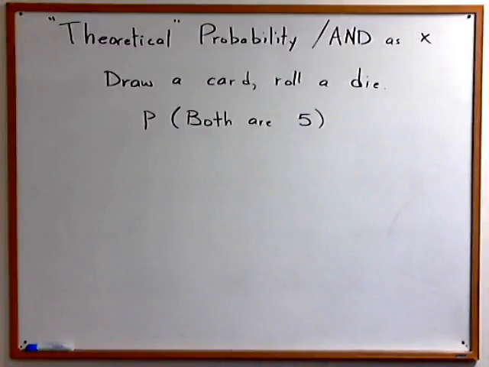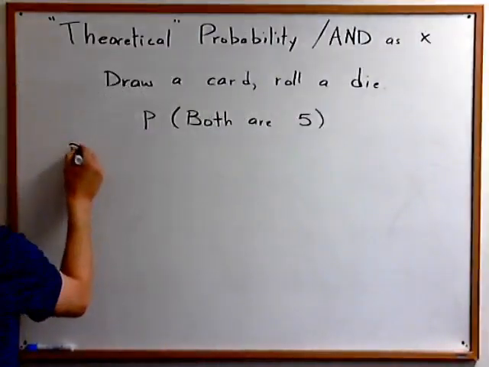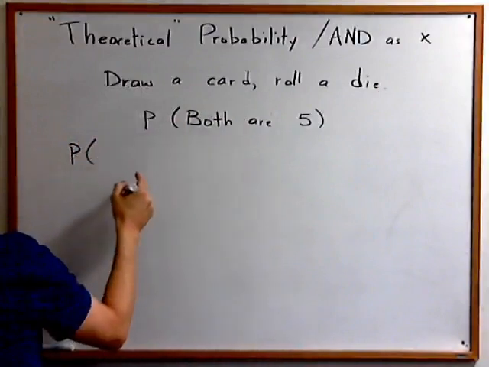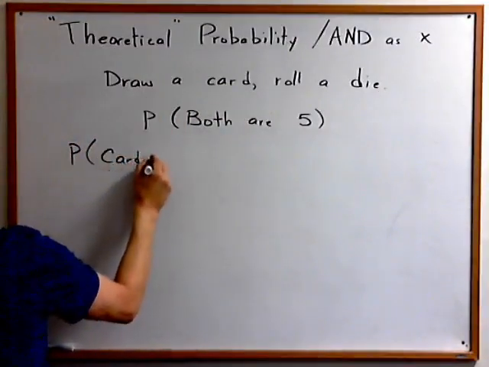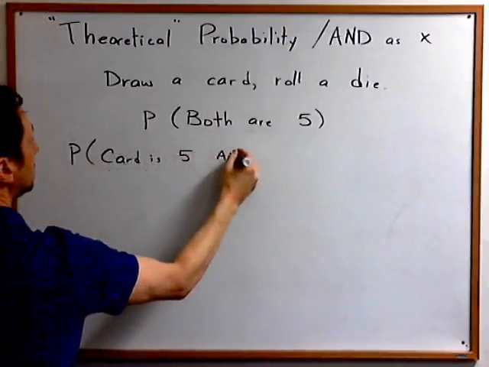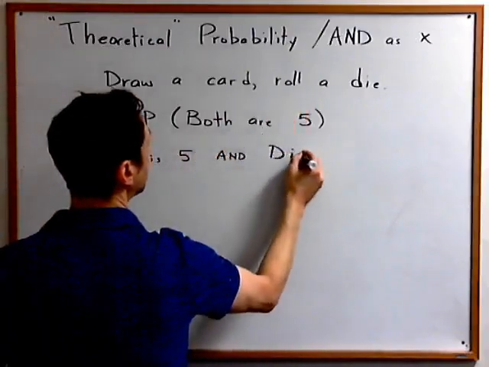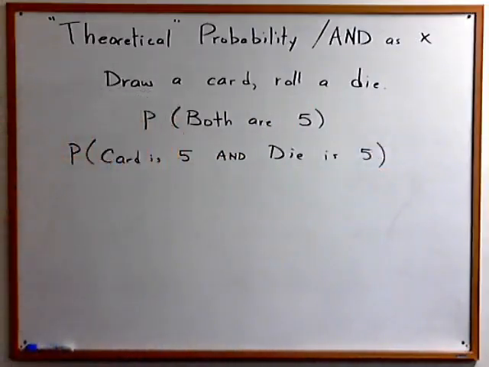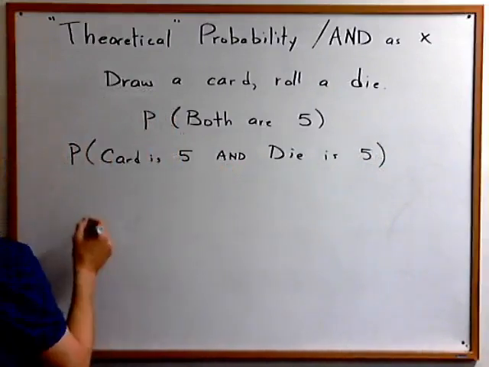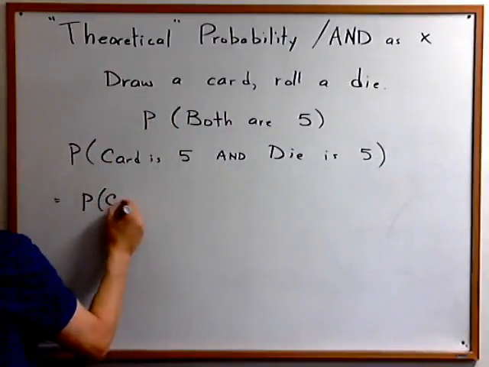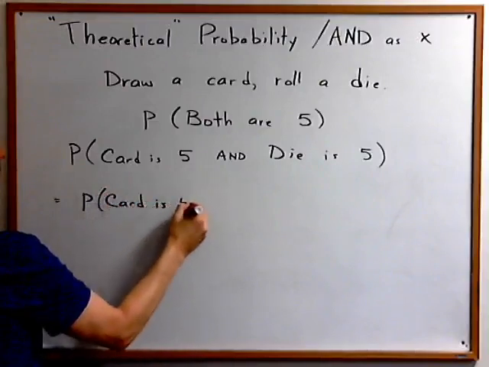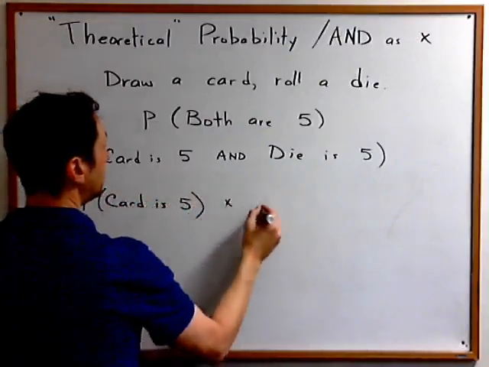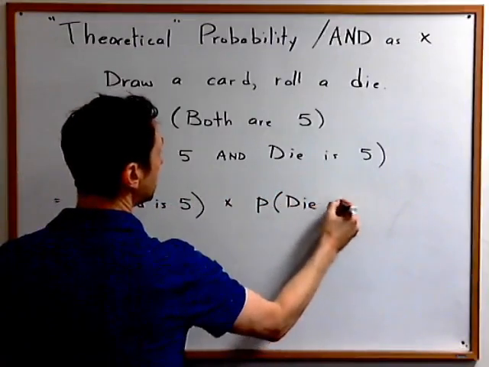So instead of saying both are 5, how could you reword that using the words and or not? Well, for example, you could say if both of them are a 5, that means that the card is a 5 and the die is a 5. So now we get our chance to turn and into multiplying. So we're going to interpret that as being the probability that a card is 5 times the probability that the die is 5.